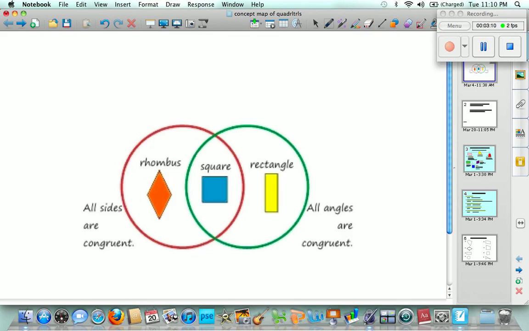Okay, another type of map you could notice here is with this Venn diagram. A square is in the center because a square is a rhombus and it is a rectangle. But not all rectangles are going to be squares, and not all rhombuses are going to be squares as well. So you can write this one down if maybe this appeals to you more.